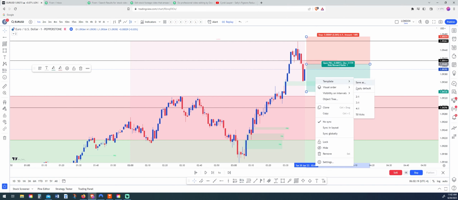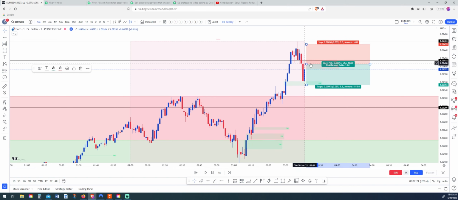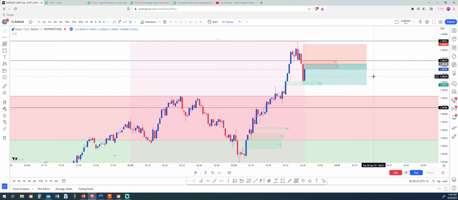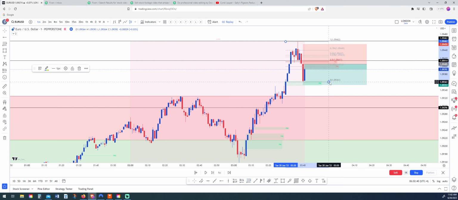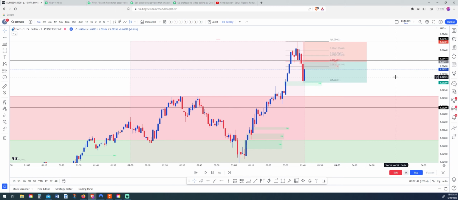So your entry will be on this upper fair value gap. So this is basically the ICT 2022 mentorship model that we're looking for. We've swept this liquidity. We want to be pulling back into a discount of this leg. So 50% is just here of this price leg.